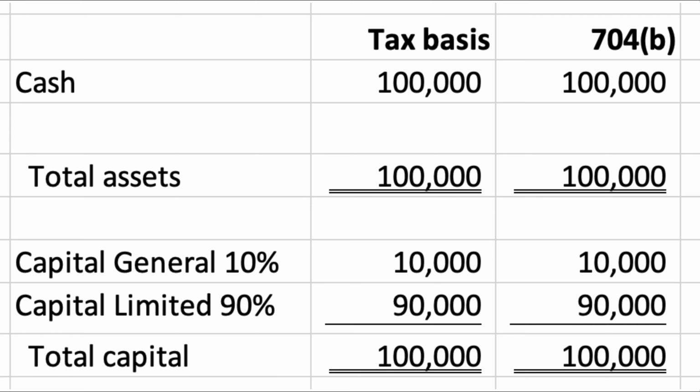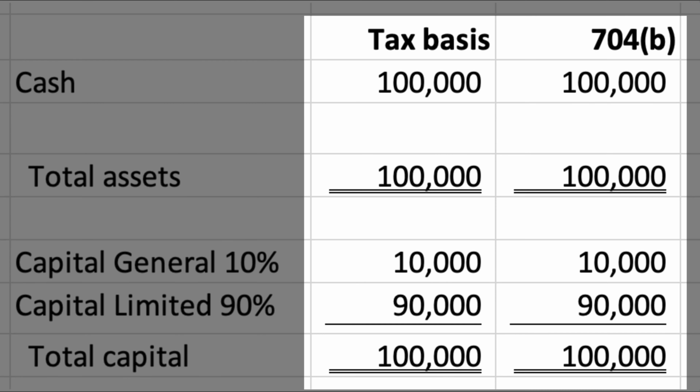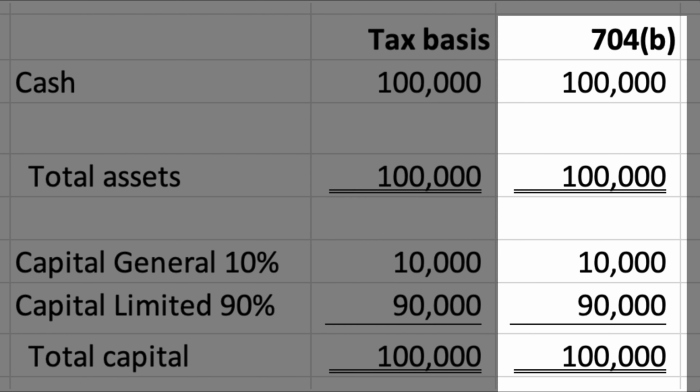Let's say two people form a partnership, one as a general partner and one as a limited partner. The general partner contributes $10,000 for a 10% interest, and the limited partner contributes $90,000 for a 90% interest. The tax balance sheet and the 704B balance sheet are still the same, but for the purposes of substantial economic effect, only the 704B balance sheet is relevant. So from now on, let's focus on that one.